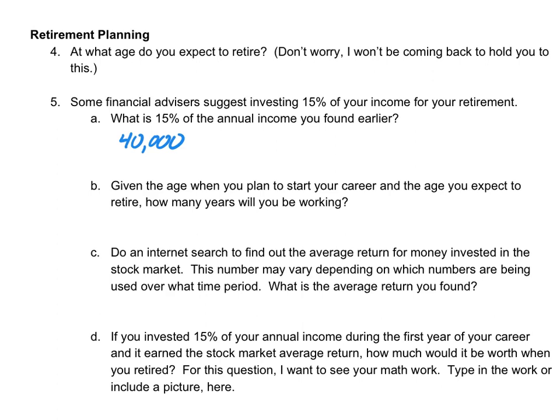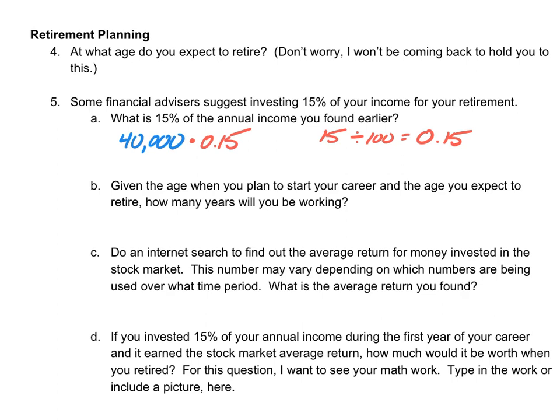Now remember, if I want to figure out what the percent of a number is, I first turn that percent into a decimal by dividing it by 100. And so 15% is 0.15. If I want to know what 15% of something is, of means multiply. And so I'd be multiplying that 40,000 by that 0.15 to be able to get that answer. And then that's all I have to do for A.